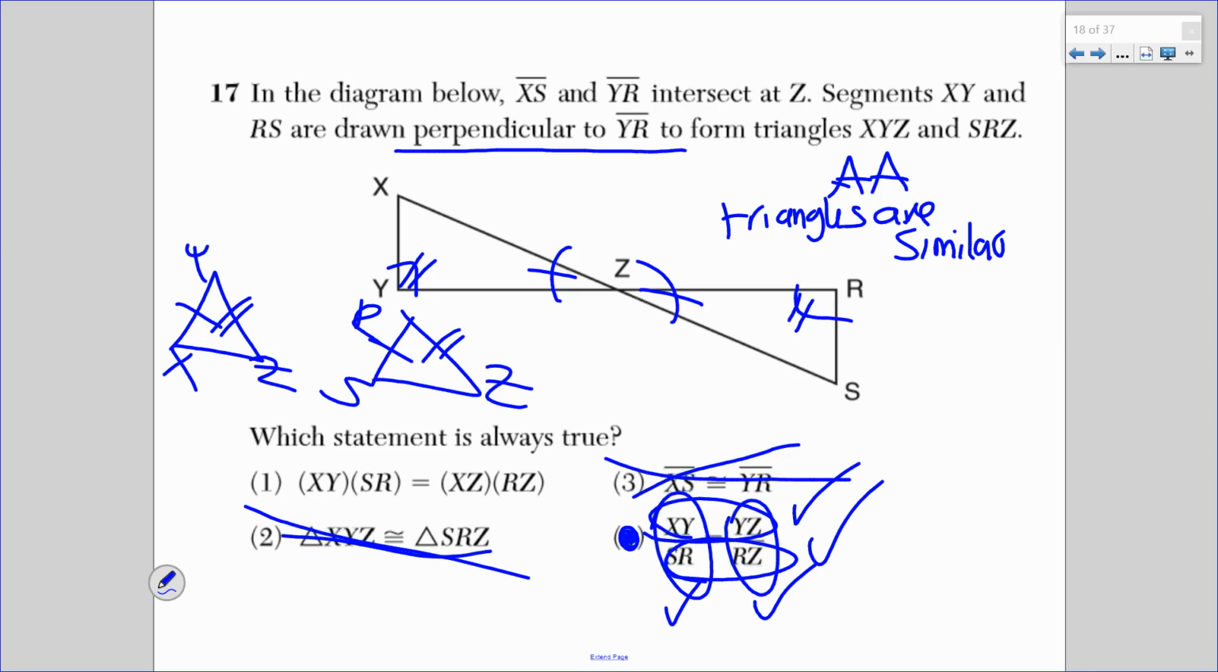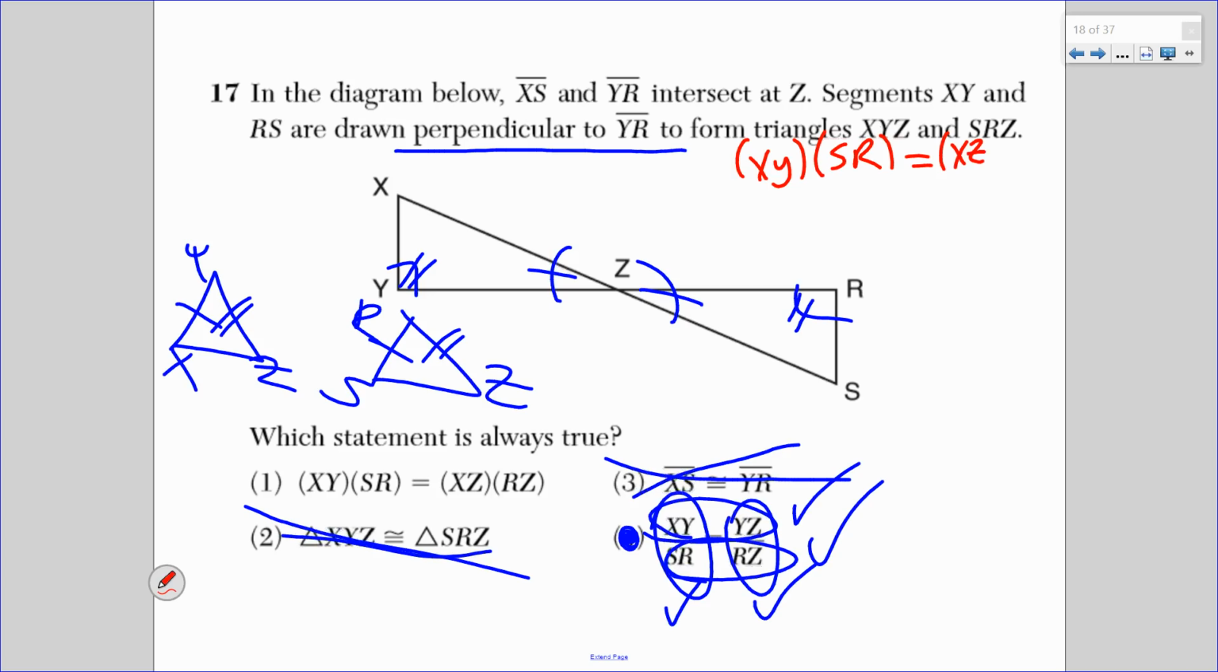Now, for choice one, you have to kind of go a little bit backwards here. Do I have space to go backwards somewhere? Yeah, let's find some space over here. If it's giving you that XY times SR equals XZ times RZ, we can work backwards into a proportion that this came from. Because it's XY times SR, they must be diagonal from each other. And XZ and RZ must be diagonal from each other.